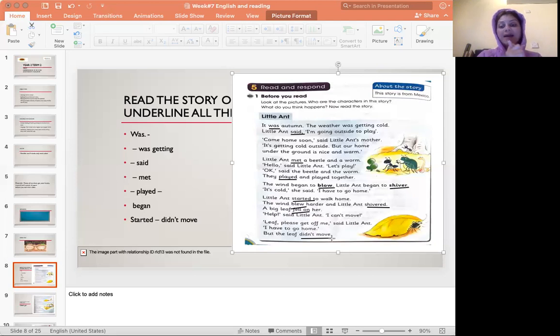Who are the characters of the story? The characters of the story are the little ant, the beetle, the worm, and the mother. Was there a problem? Yes, there was a problem. What is this problem? The problem was the ant wanted to go home because it was very cold. She was shivering. But a leaf fell on her and she couldn't move.